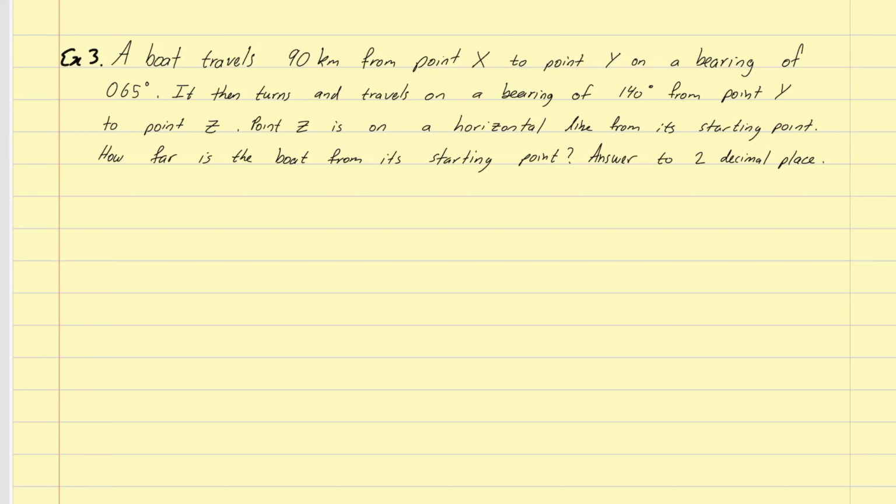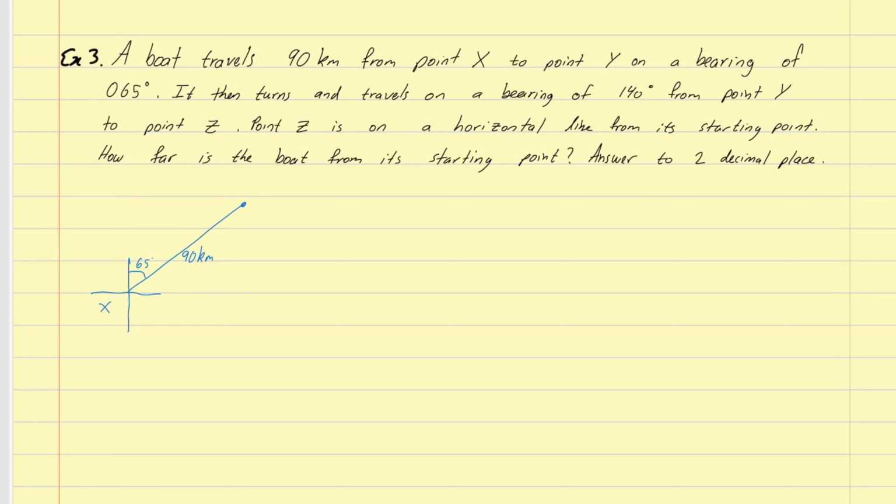Example number 3. So I'm going to do this one as if I were in a test and I am doing it myself. A boat travels 90 kilometers from point X to point Y. Okay, so given that information, let's write that down. Travels 90 kilometers from point X. So if point X was right over there, it's traveling 90 kilometers to point Y. So point Y would be my endpoint on a bearing of 65 degrees. So I know 65 degrees would be around somewhere there. And it did this for 90 kilometers. So that point right there will become point Y.